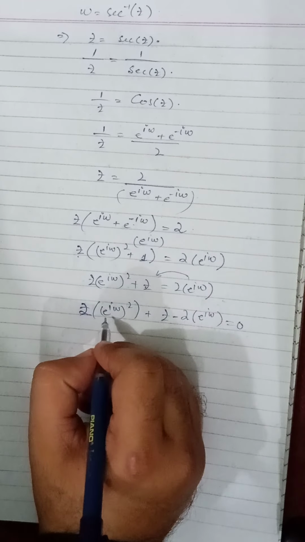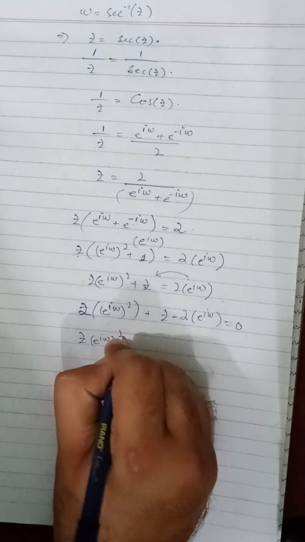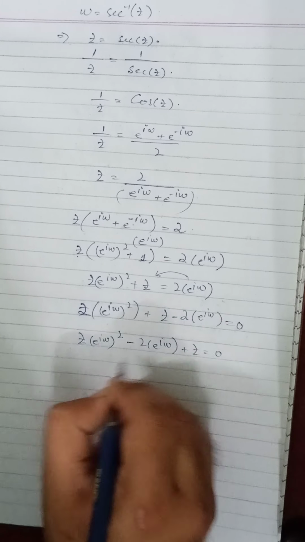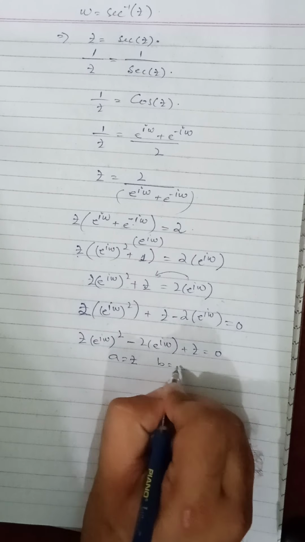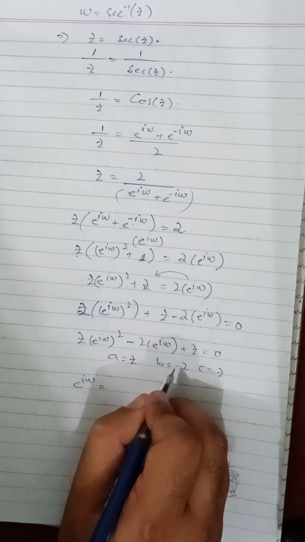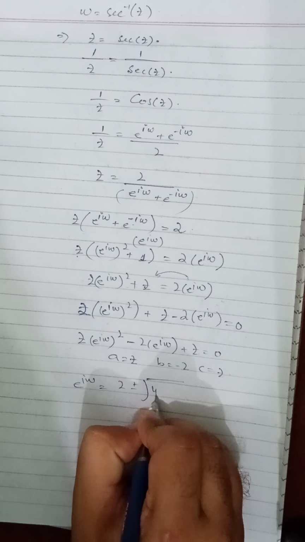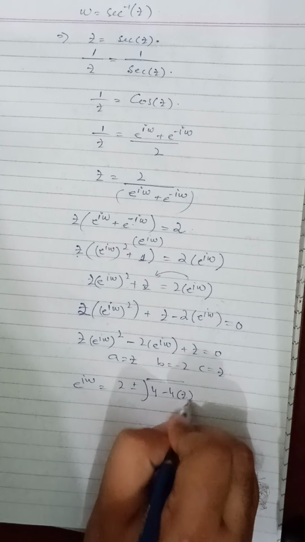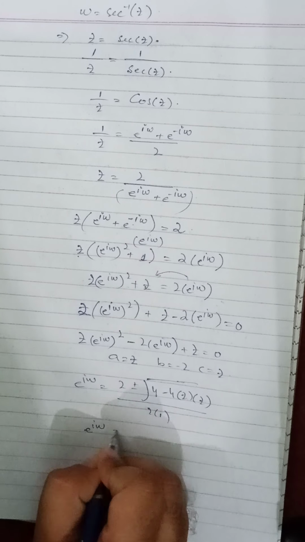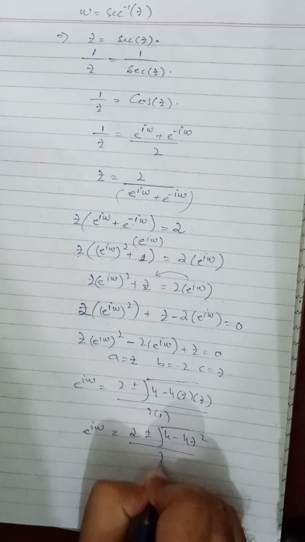So here this is a quadratic equation with variable e power iota omega. Then this equation: z into e power iota omega whole square minus 2 into e power iota omega plus z equal to 0. Here a equal to z, b equal to minus 2, c equal to z. Then e power iota omega in terms of the quadratic formula: minus b, minus into minus 2, it is 2, plus minus square root of b square, b equal to 2, so it is 4 minus 4 into 1 z into c z, divided by 2 into 1. So e power iota omega is equal to 2 plus minus square root of 4 minus 4z square, divided by 2.